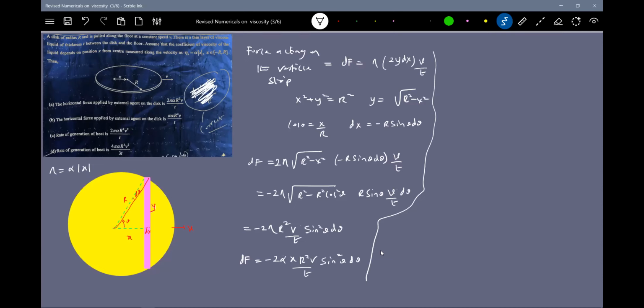Now x equal to r cos theta. df equal to minus 2 alpha r square v by t. Let it be everything outside. X equal to, this is again r cos theta sin square theta d theta minus 2 alpha r cube v by t cos theta sin square theta d theta.